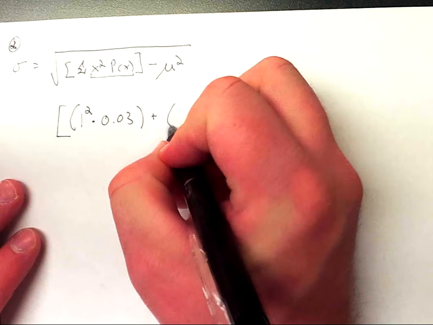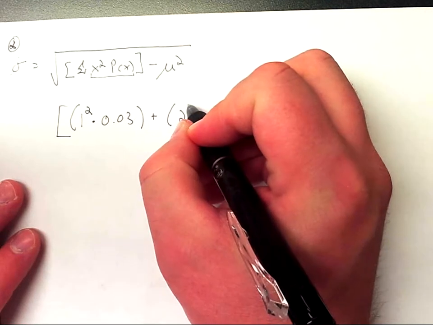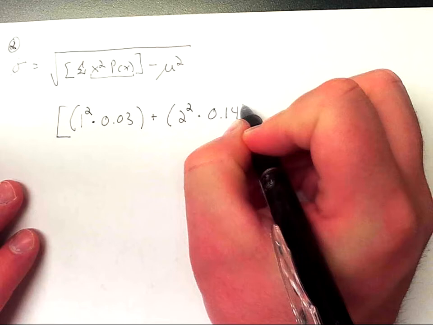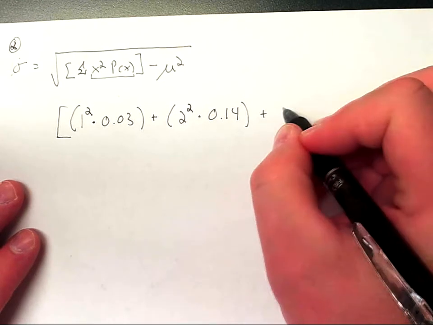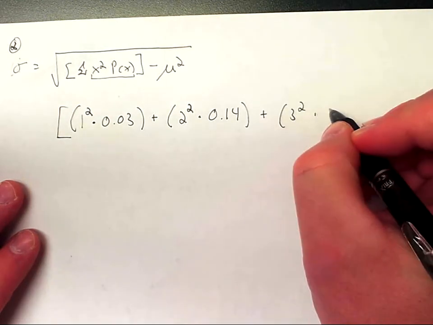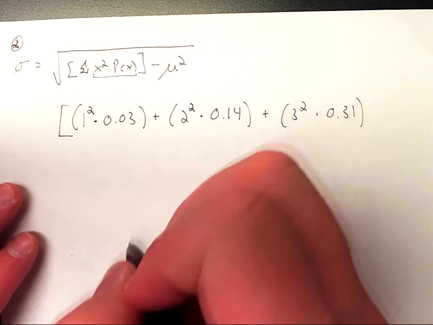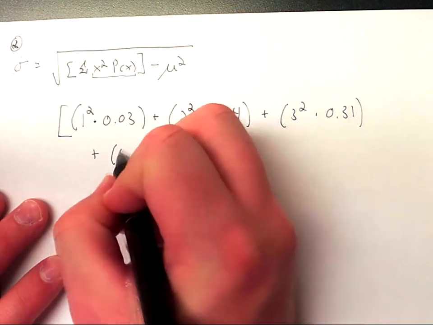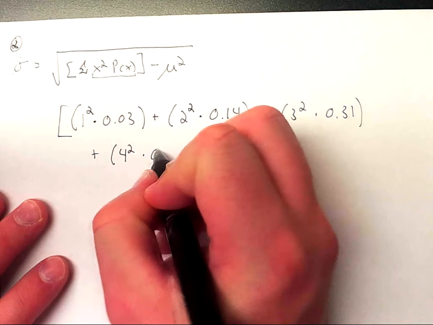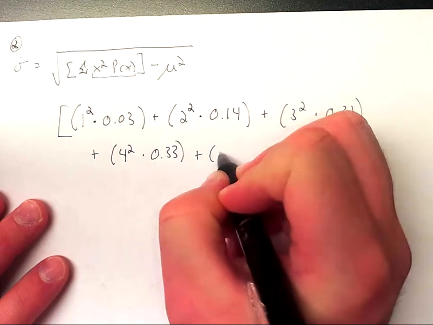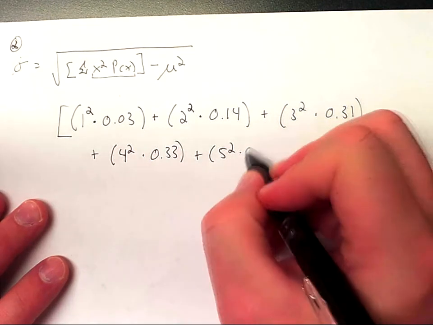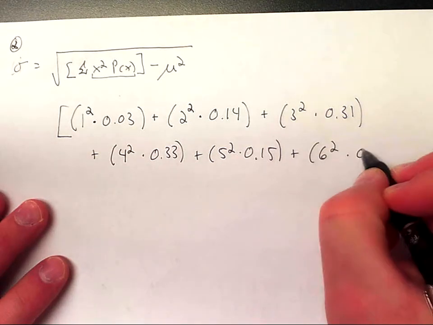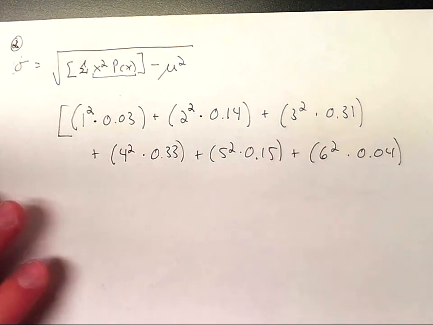And now we're going to add it to the same thing for the next x value. So the next x value is 2. We're going to square it, multiply it to its p of x. Then 3 squared times 0.31. Everybody good with what I'm doing up here? Then plus 4 squared times 0.33 plus 5 squared times 0.15 plus 6 squared times 0.04.